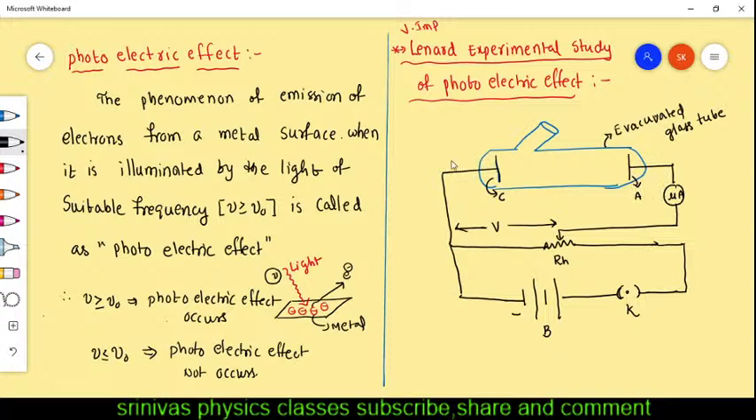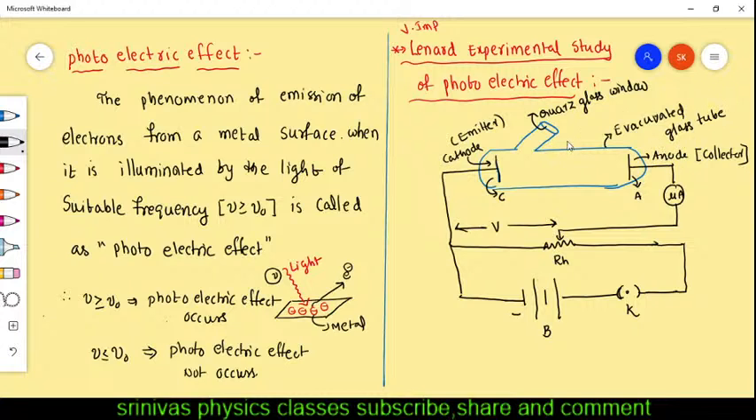This is the cathode and this is the anode. Anode is also called the collector, and cathode is also called the emitter. And this is the quartz glass window. Now this is the battery. From the battery current will be supplied, and the cathode can emit the electrons. Now, how much current is shown by the micrometer?